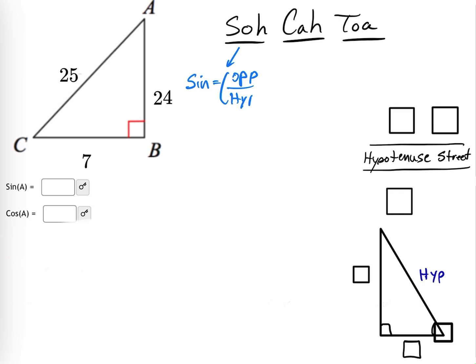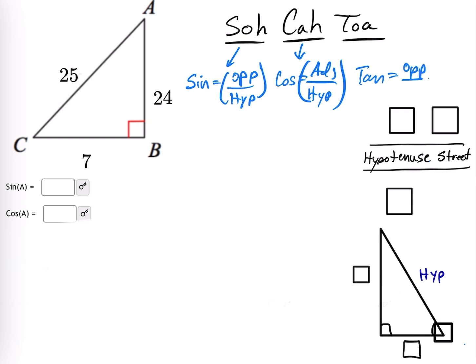That's how it's spelled as well. You see how it says SOH? That's the opposite side over hypotenuse. The CAH in SOHCAHTOA stands for the cosine function. The cosine function represents the ratio of the adjacent side over hypotenuse. And then the next one is, what does tangent stand for? Well, that's TOA, that stands for the opposite side over the adjacent side.